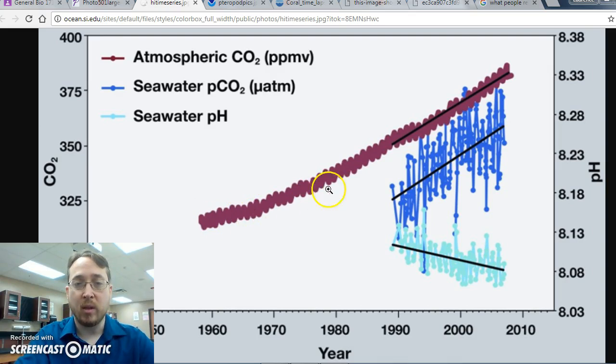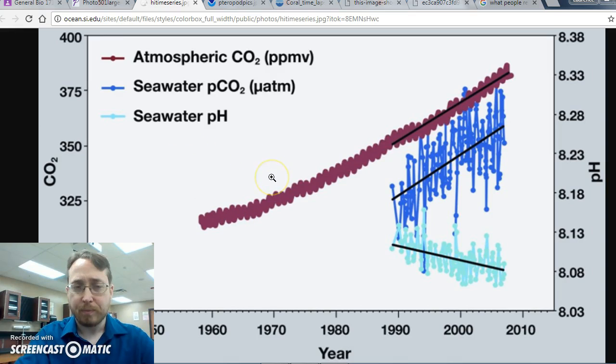So we have increasing carbon dioxide in the atmosphere. That means we will have increasing carbon dioxide in the water, because the carbon dioxide will diffuse into the oceans, and then that will cause the pH to decrease, and when pH decreases, acidity increases. This information, by the way, is measured by NOAA, our National Oceanic Atmospheric Administration.